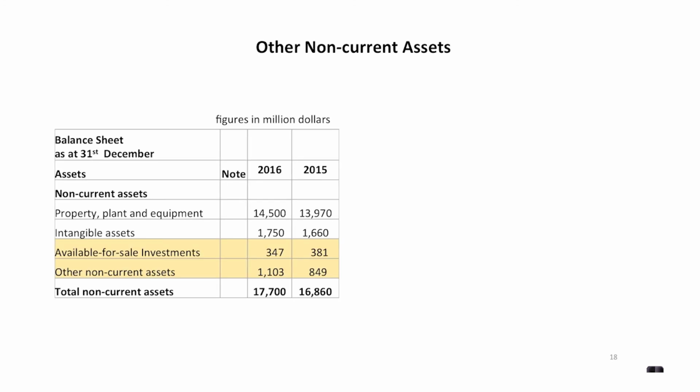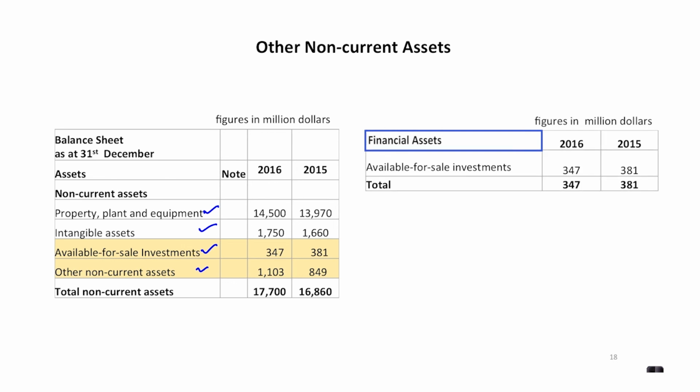To recap, we saw that non-current assets included property, plant and equipment and intangible assets. They have two other items as part of non-current assets. One is the available for sale investments and the other is other non-current assets. Available for sale investments are those that are long term in nature. Remember the definition of what we call as available for sale investments. These are financial assets.